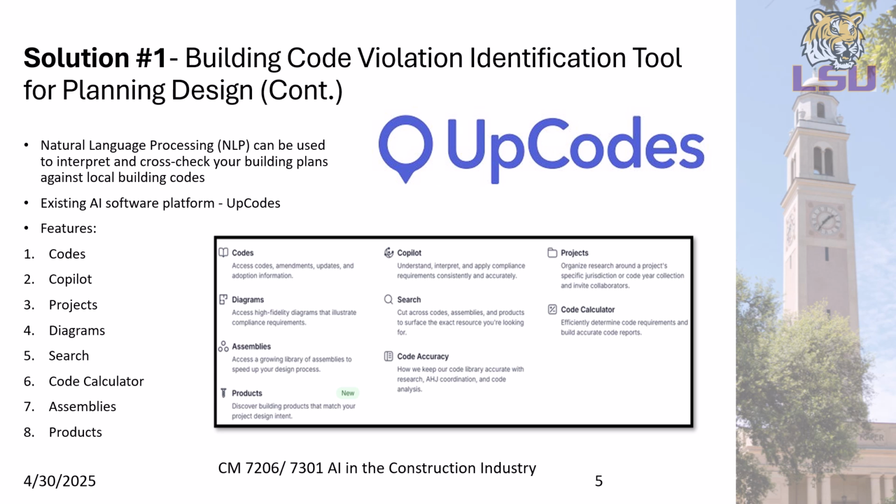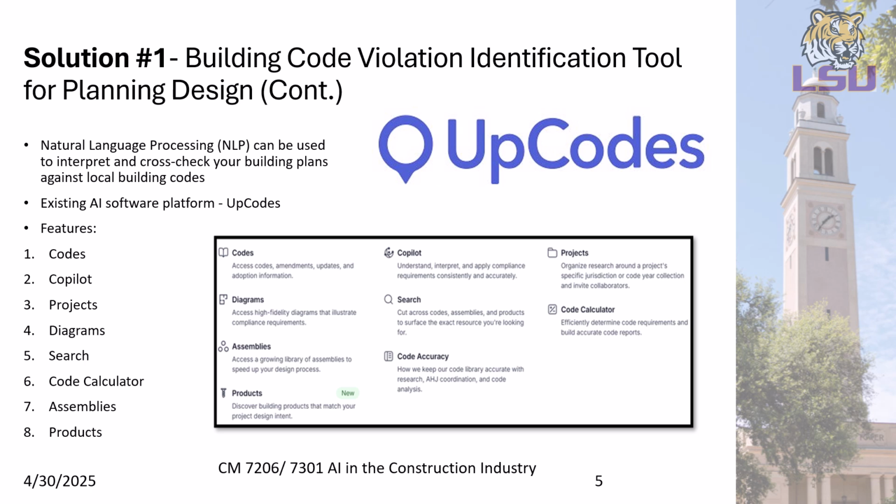Diagrams. UpCodes is building a library of detailed diagrams that illustrate complex code requirements. Search. The search feature enables looking up all required codes in one place. Code calculator. The code calculator enables confirming that a selection for a project is compliant and identifying necessary changes.